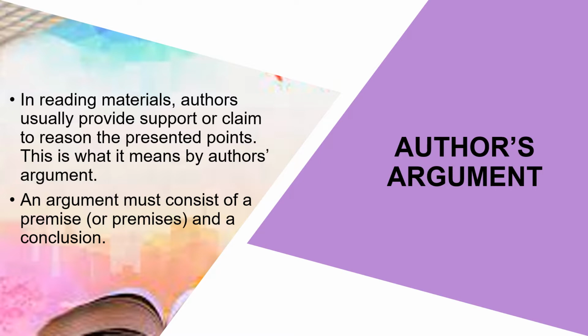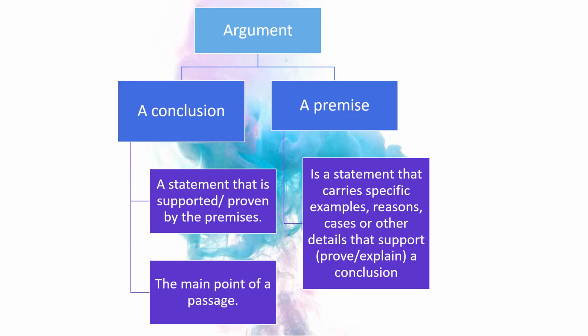So an argument must consist of a premise or premises and a conclusion. So let's take a look at the next slide. An author's argument must consist of two elements. The first one would be a conclusion, and another one would be a premise. So what is a conclusion? A conclusion is a statement that is supported or proven by the premises. So this is actually the main point of a message. What is it that the author actually wants to convey?